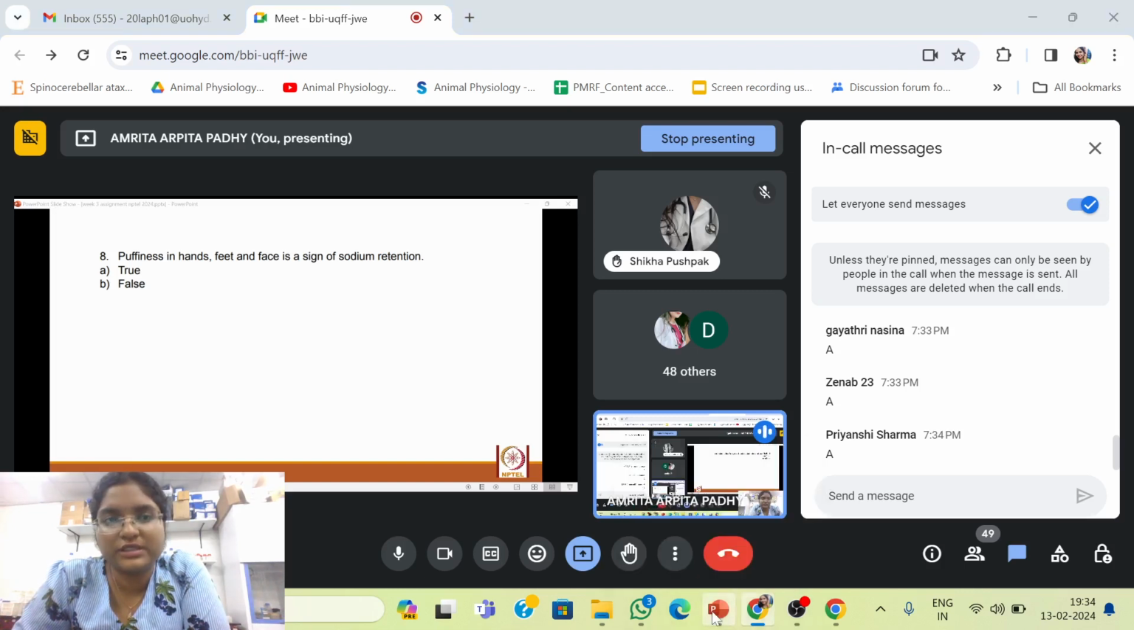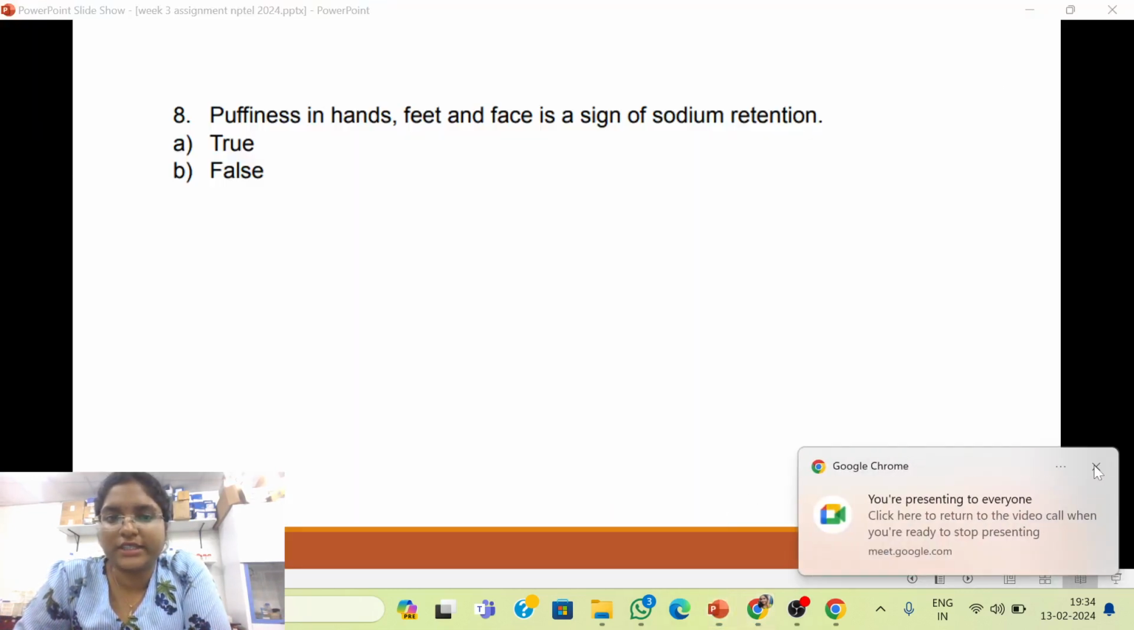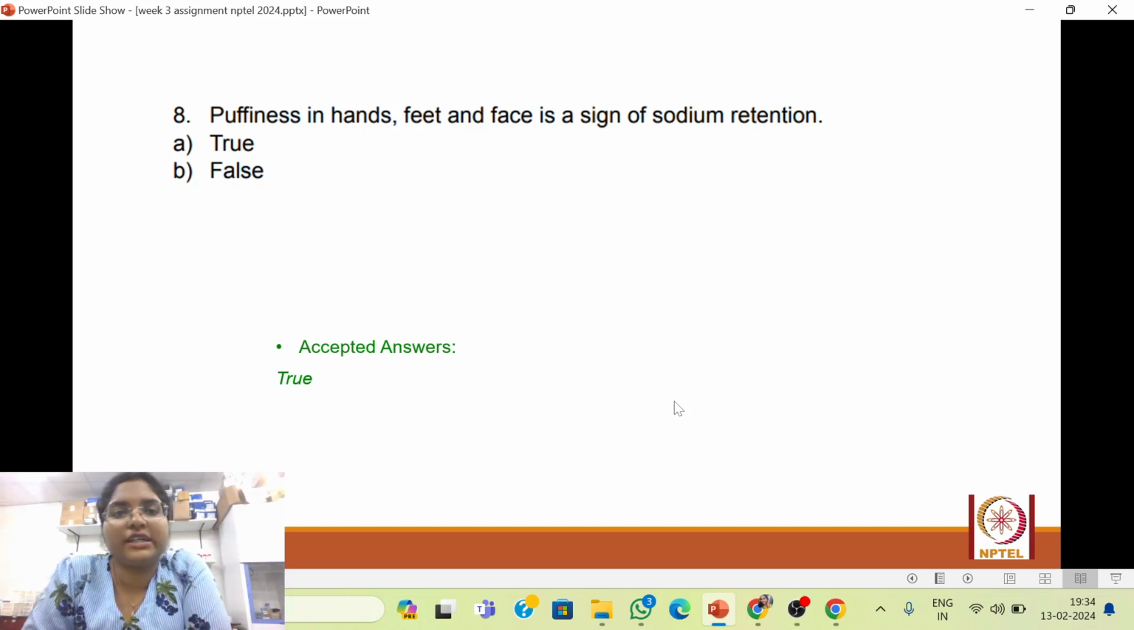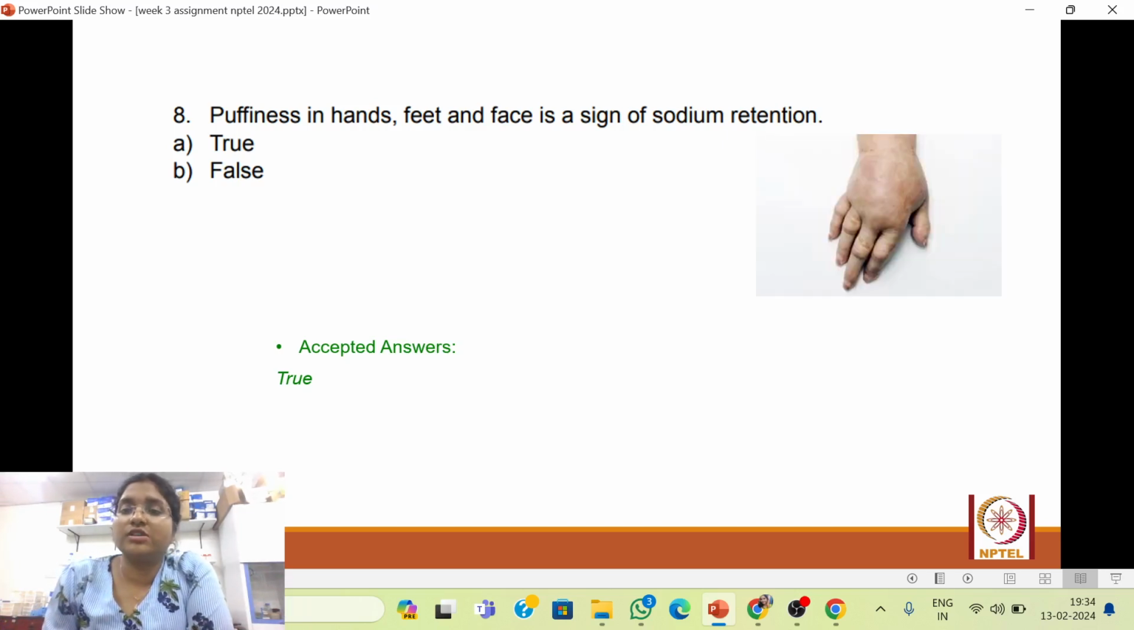Okay, I hope everyone is done. Let's see what is the correct answer to this question. The correct answer is true. Yes, puffiness of hands, feet, and face is a sign of sodium retention.